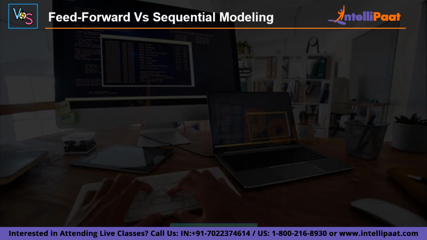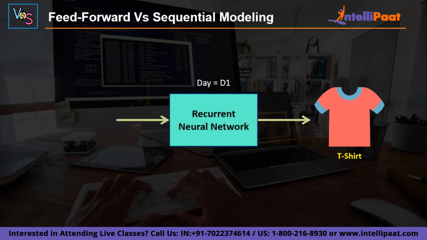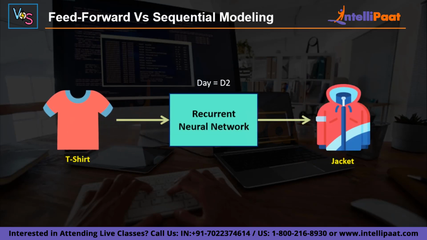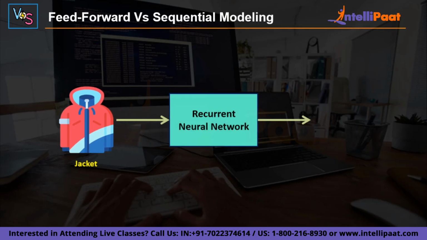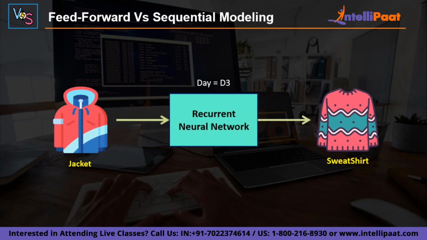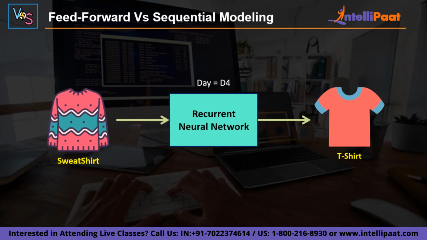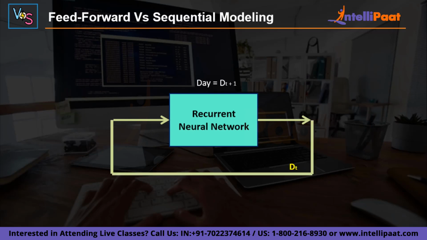Let's say a t-shirt is the output for day 1 and this output will be passed as an input to the model again. So when the t-shirt is entered as an input, it will get mapped into a jacket. And when a jacket is again fed to the network, it will get mapped into a sweatshirt. Next, when sweatshirt is fed to the network, it will get mapped into a t-shirt, and so on. So, if we collapse this into a basic timely representation, we could say that for day t+1, x_t, that is the previous day's output, will be fed into the network as an input.